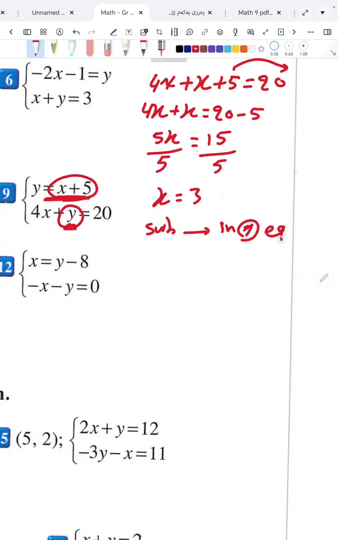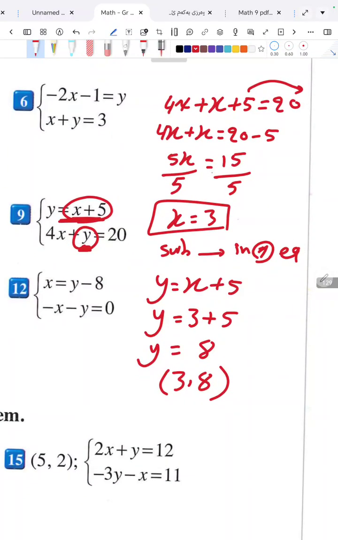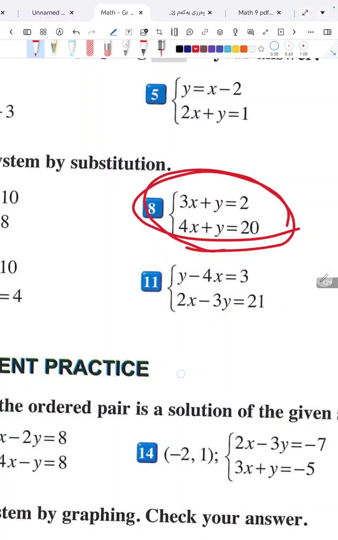First equation, to find y. So y equals x plus 5. And instead of x, I'm going to write 3. y equals 3 plus 5. y equals 8. So our ordered pair is 3 and 8. When one of them is written as y, instead of the y, you have to write the equation of y. Question 8.